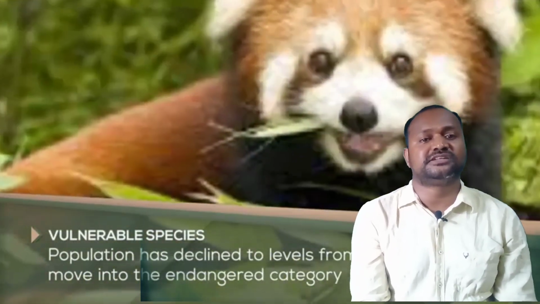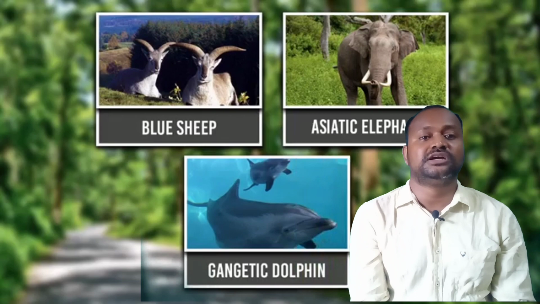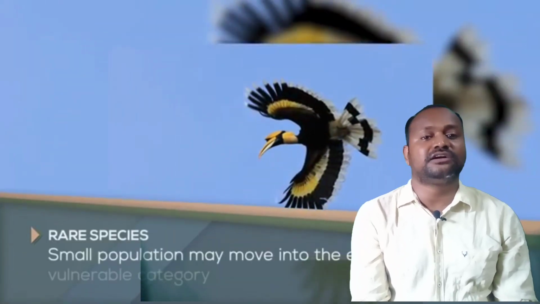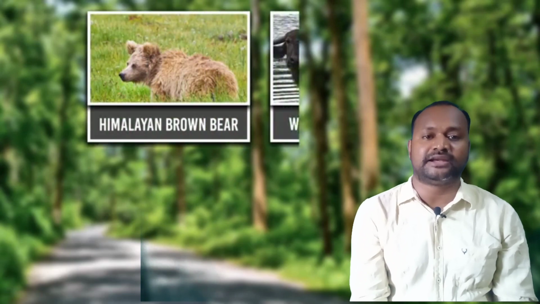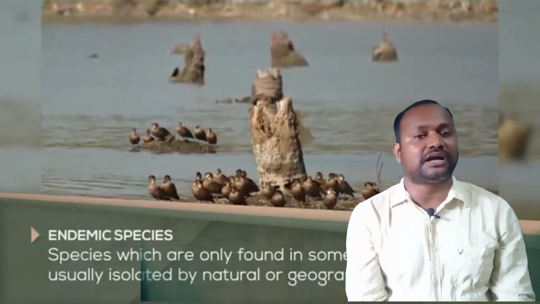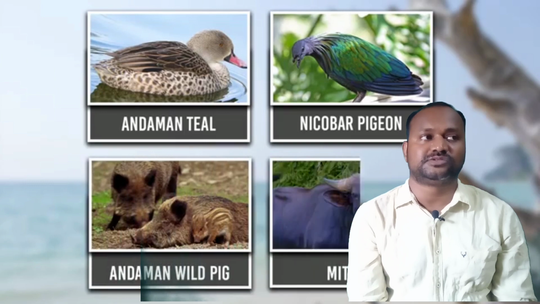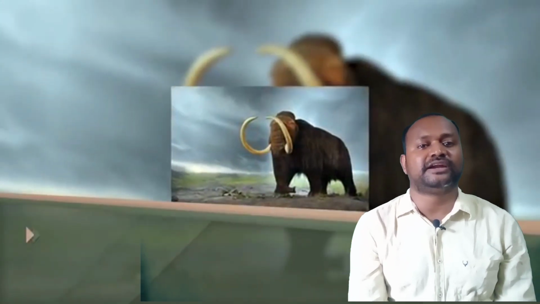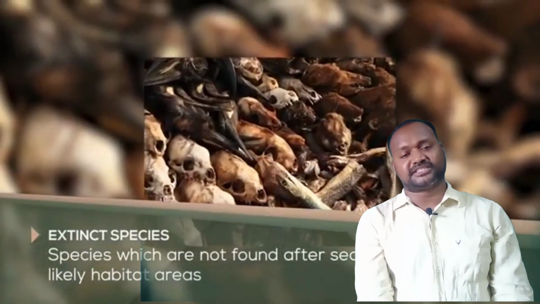As we know, in 1972 we have the Wildlife Protection Act. According to that, hunting, poaching, and trading of animals' body parts or animals for the purpose of medicine or any type of business purpose is already banned in India. Some species in our country are categorized by IUCN into different groups. We have normal species, vulnerable species, endangered species, critically endangered species, and extinct species.